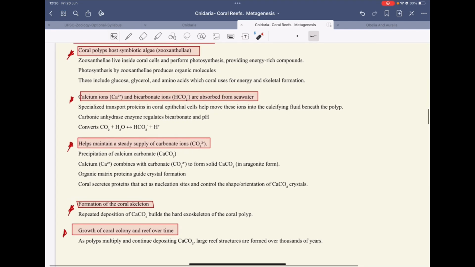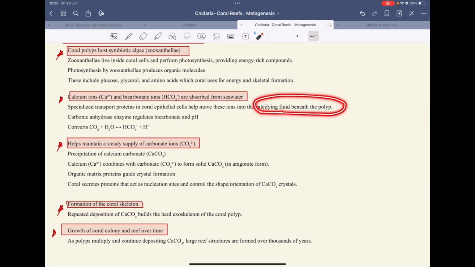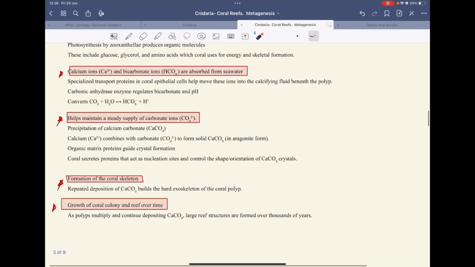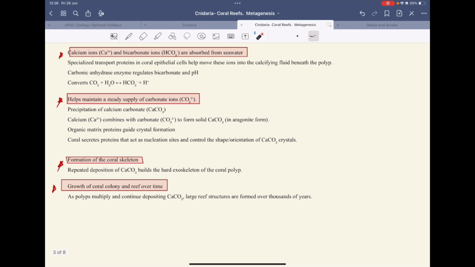Okay, so this calcifying fluid is formed beneath the polyp, and this in turn helps in the formation of the calcium-based structure. So what happens, as I said, carbon dioxide is involved in the formation of carbonic acid. The carbonic anhydrase enzyme acts on this to form the bicarbonate ion. Then this helps in the steady supply of carbonate ions. There is a need for a continuous supply of carbonate ions in order to form the calcium carbonate.